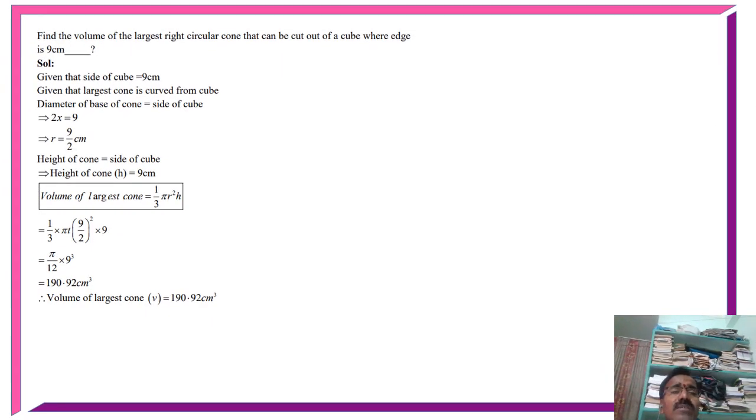Next, find the volume of the largest circular cone that can be cut off from a cube of edge 9 centimeters. Given the edge of the cube is 9 centimeters, for the largest cone the diameter of the base of the cone must be equal to the side of the cube. So 2r equals 9, radius will be 9 by 2. Height of the cone must equal the side of the cube, that is 9 centimeters. So substitute: volume of the cone equals 1/3 pi r square h. Once again, the diameter of the cone must be equal to the edge of the cube and the height of the cone must be equal to the edge of the cube. So substitute the values and simplify. We get 190.92 centimeter cube, that is the largest cone.